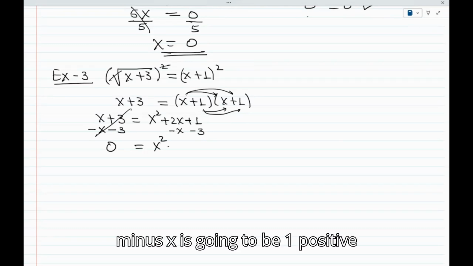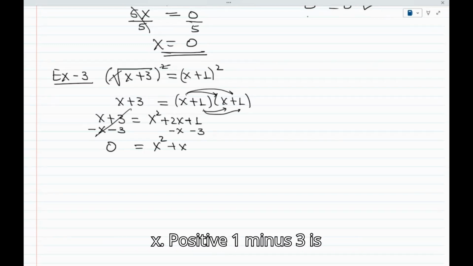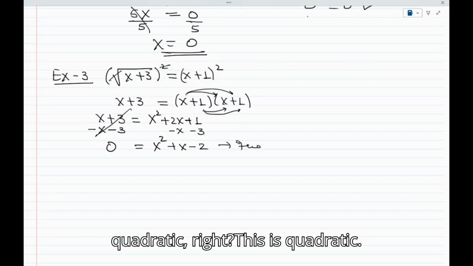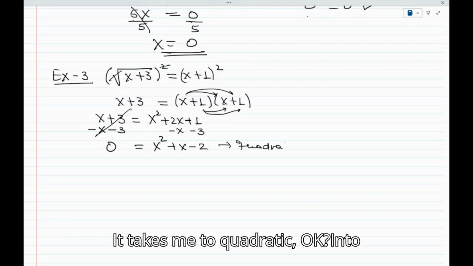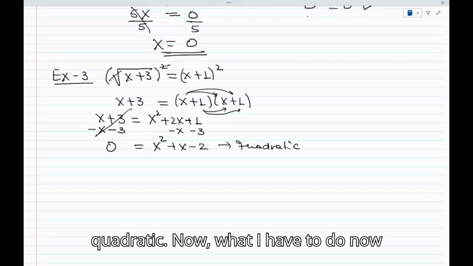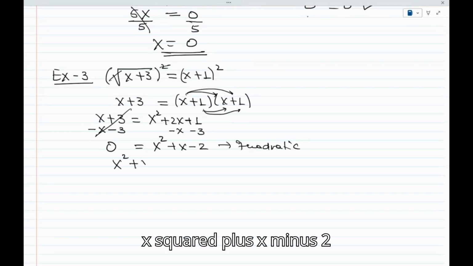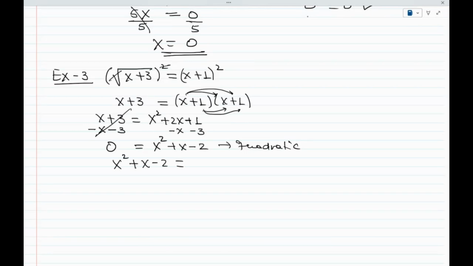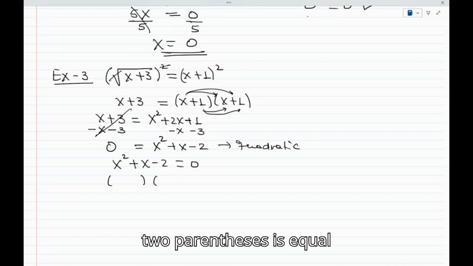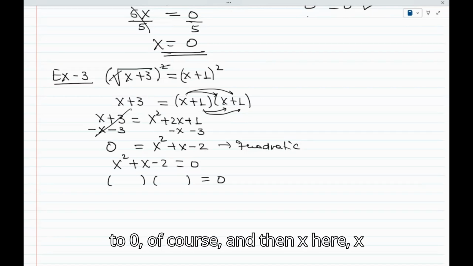2x minus x is going to be positive x. Positive 1 minus 3 is minus 2. This is quadratic, right? It takes me into a quadratic. Now I can write it this way: x squared plus x minus 2 equals 0. So I can open two parentheses equal to 0, with x here and x here.